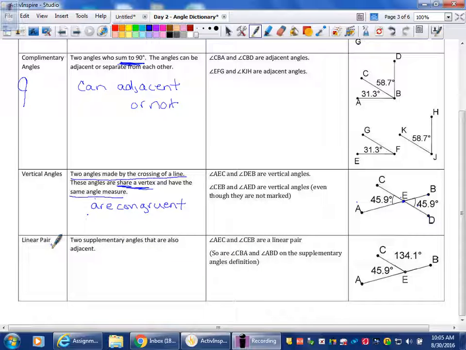Your next definition is linear pair. A linear pair is two supplementary angles that are also adjacent. Okay, so a linear pair is a set of supplementary angles that are adjacent to each other, so they share a side, such as this diagram right here shows you. And because we know a straight line equals 180, the two angles on a linear pair should add to 180. Okay?